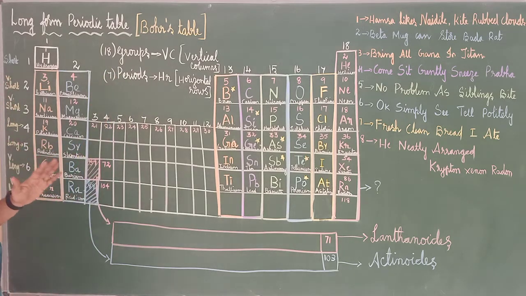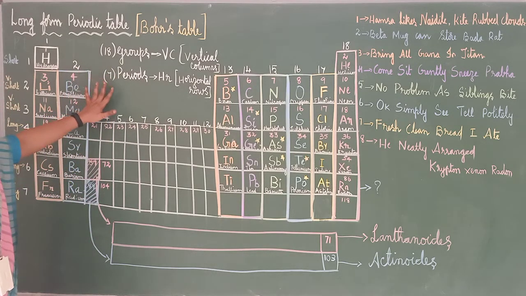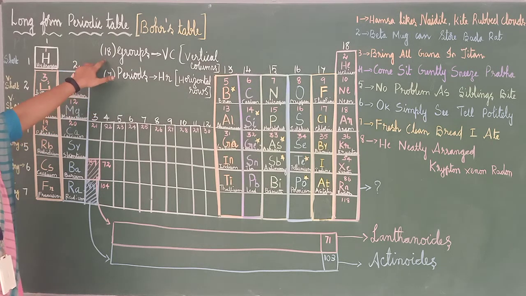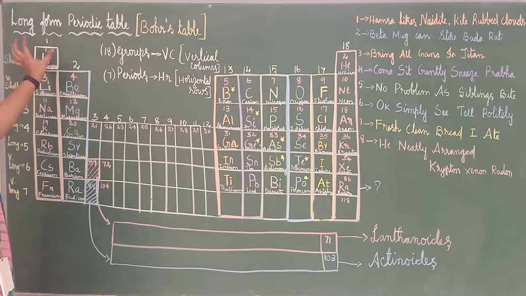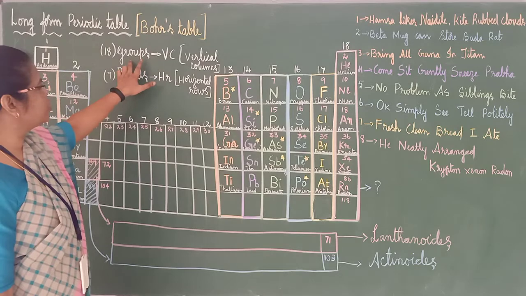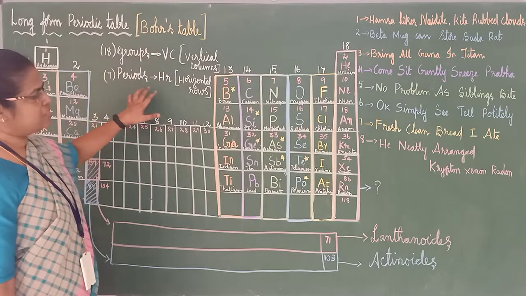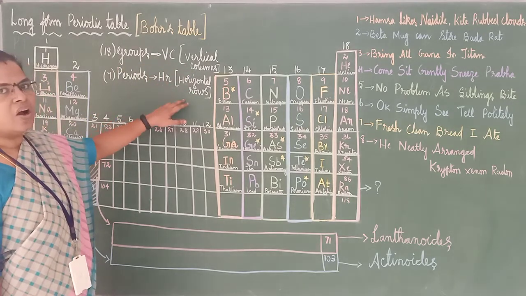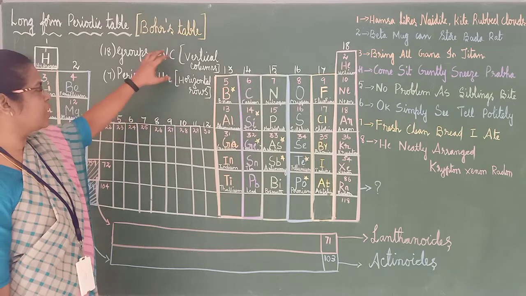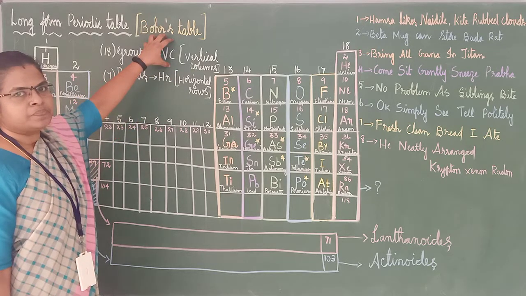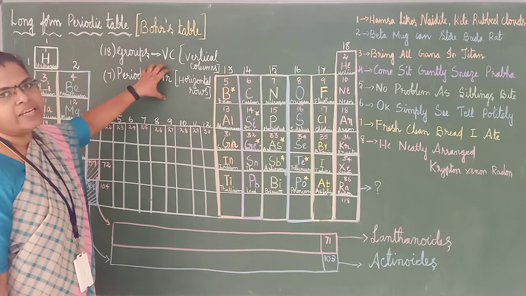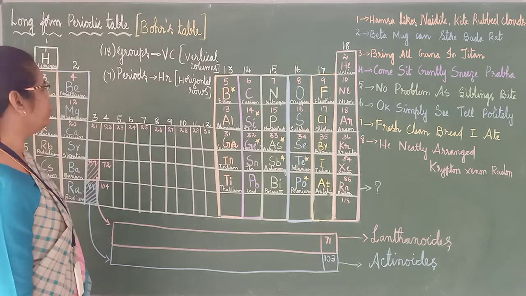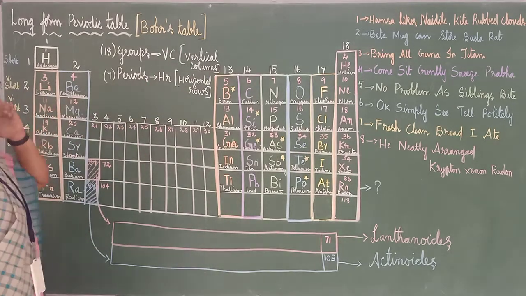So these two things are very, very important. How many groups and how many periods? 18 groups and 7 periods. So 18 groups means horizontal or vertical? VC. That's the reason I told you to write groups as VC and periods as HR. VC means vertical columns, HR means horizontal rows. To keep this in mind, you can remember Vice Chancellor and Himalayan rivers. So this will not get confused.